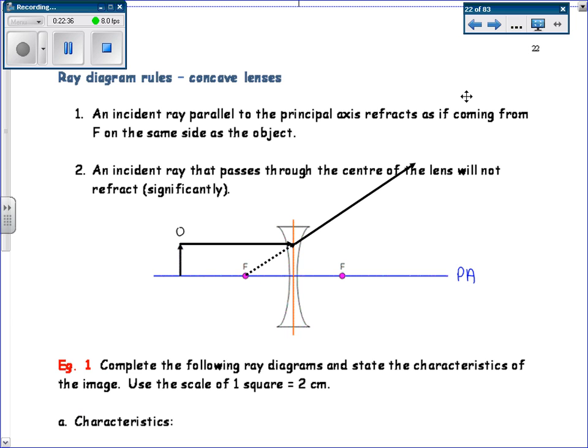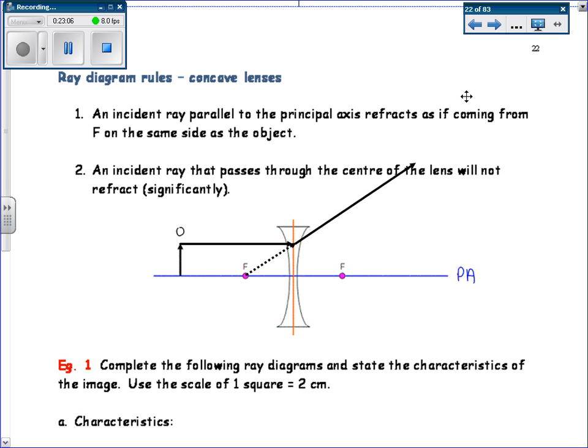The problem with concave lenses is sometimes once you've drawn your rays, if you don't have them crossing, you have to look at whether there's some place where you can draw them differently, or stretch them out either forwards or backwards. Like I might have to take this ray back this way. Okay, so that's the first one. And an incident ray that passes through the center of the lens will not refract significantly. So that's similar to the first one.